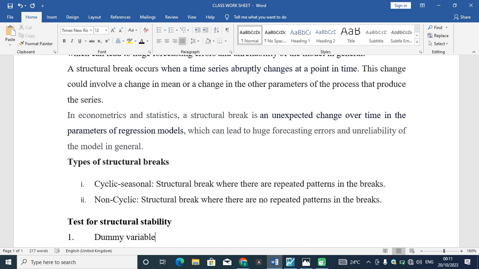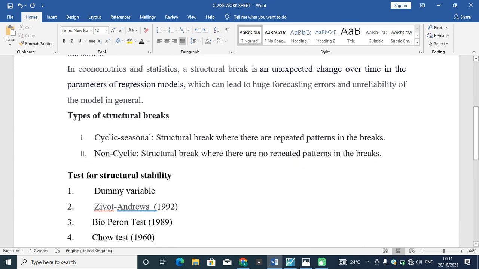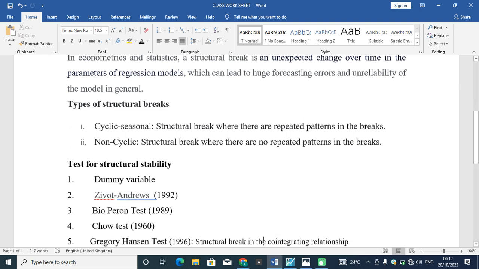Then we have the types of structural break testing parameters, or the tools that we actually use in identifying the presence of breaks. The most fundamental of all parameters of testing breaks is the dummy variable test. Recall in my previous study, I actually explained to you what the dummy variable means. If you need more information relating to dummy variable estimation, visit ADS Econometrics Knowledge Hub for more information on dummy variable. So, secondly, we have the Zivot-Andrews 1992 test.